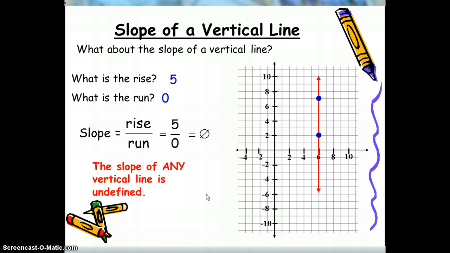Again, these are special cases that you need to memorize. But just remember, in all of math, anytime you have 5 divided by 0 or any number divided by 0, the answer will always be no solution or undefined. It is impossible to divide a number by 0.